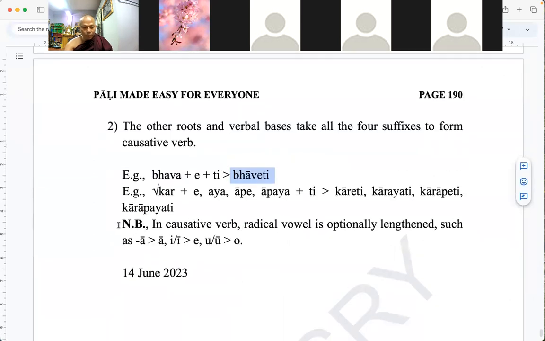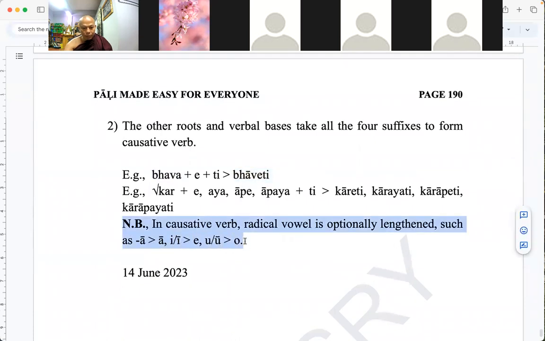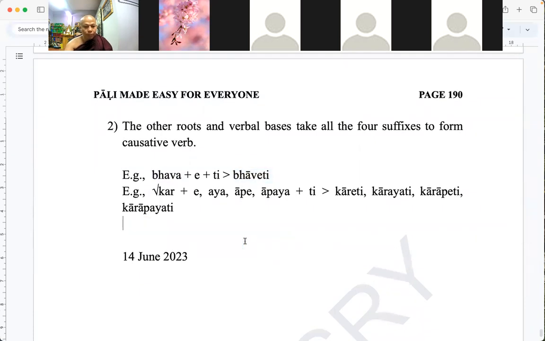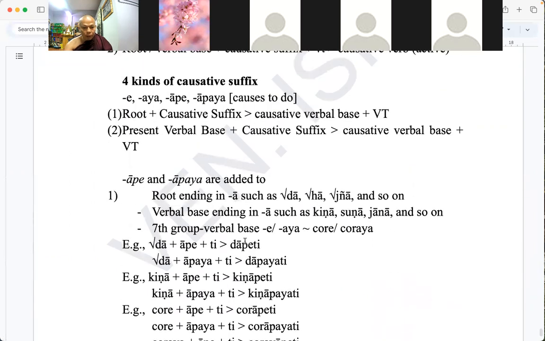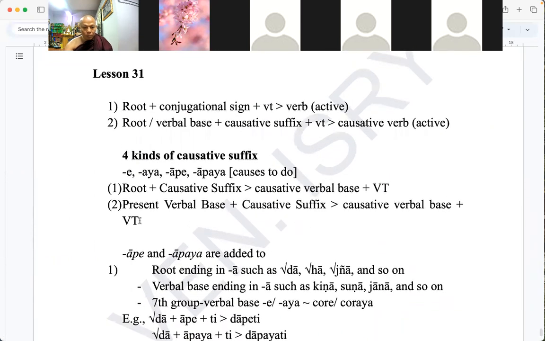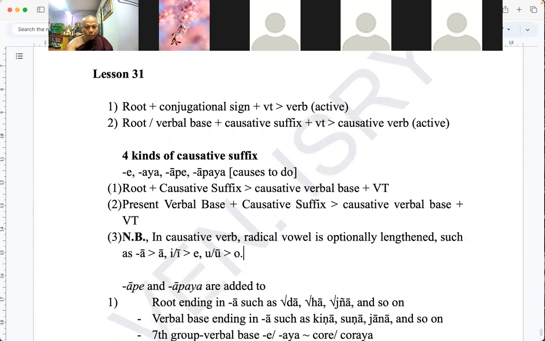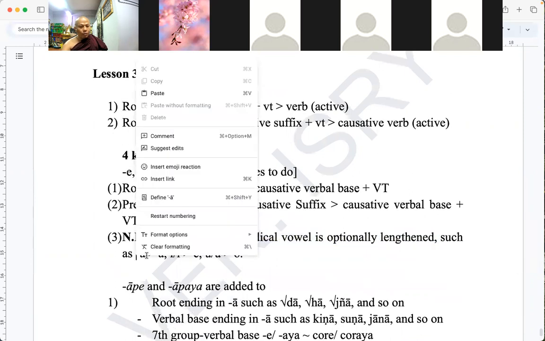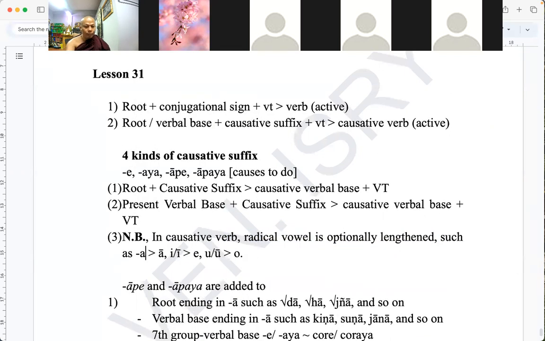This information should be placed under this one. In the causative verb, the radical vowel will optionally lengthen: a to ā, i to e, u to o. These three pieces of information should be understood in relation to the causative verb.